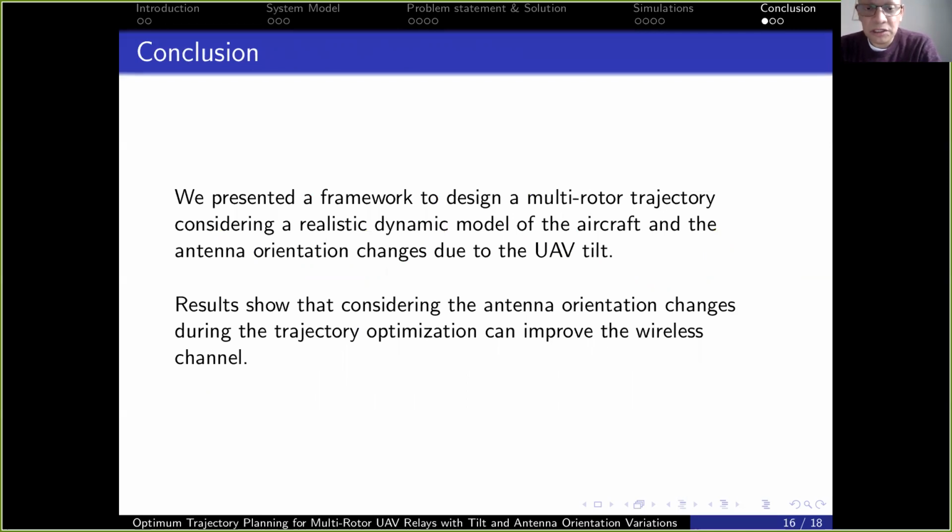So we have presented a framework in which we can design and optimize a trajectory for UAV multi-rotor relays by considering the effect of their tilt on the antenna radiation patterns, which will modify in turn the channel gain.